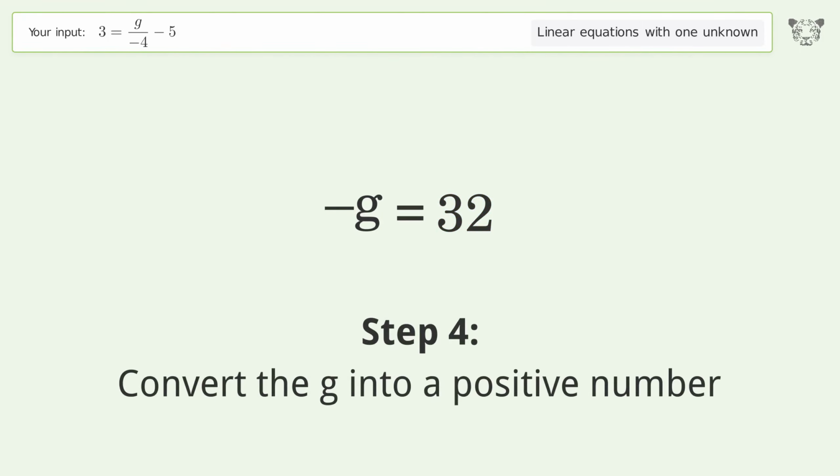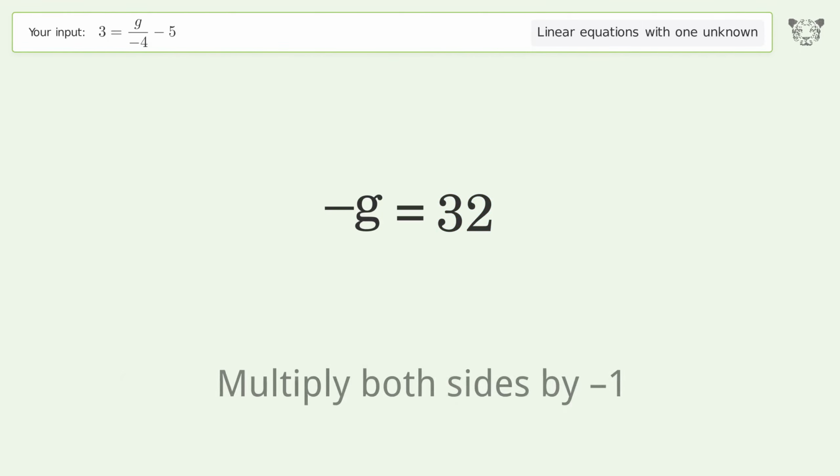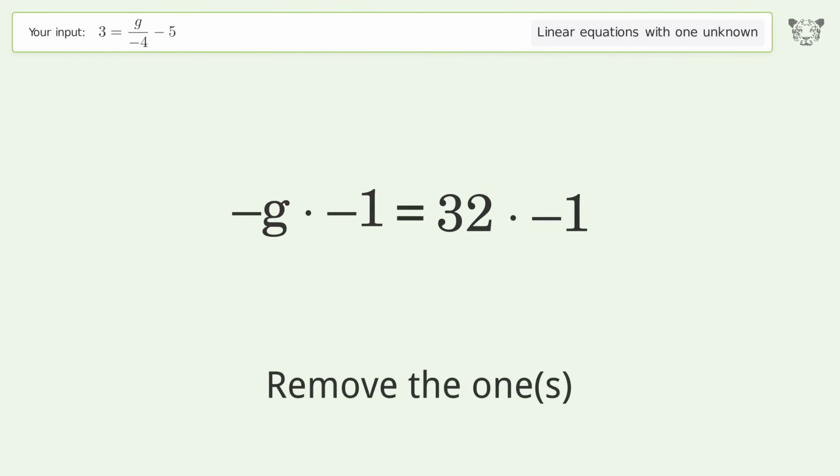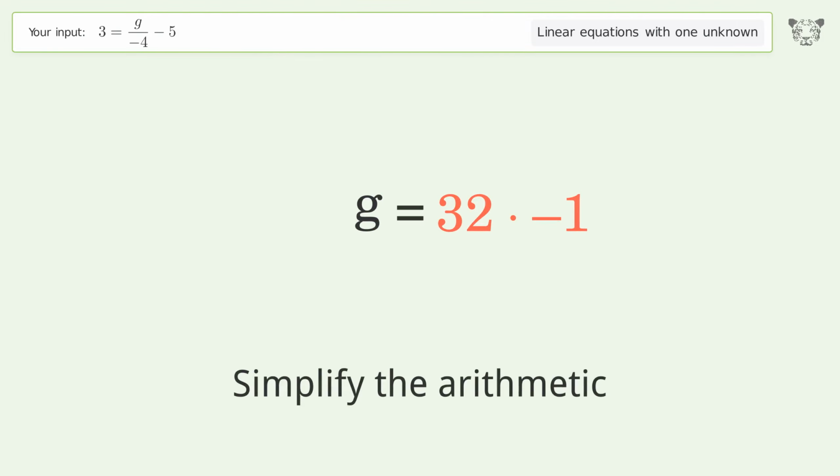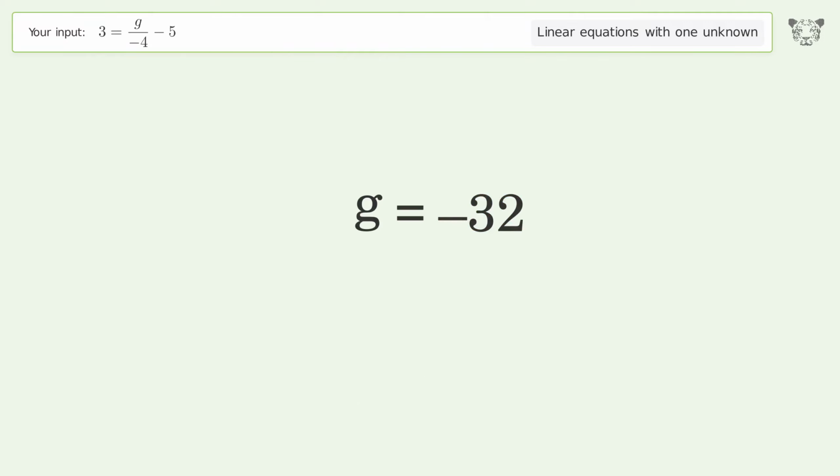Convert the g into a positive number. Multiply both sides by -1. Remove the ones. Simplify the arithmetic. And so the final result is g equals -32.